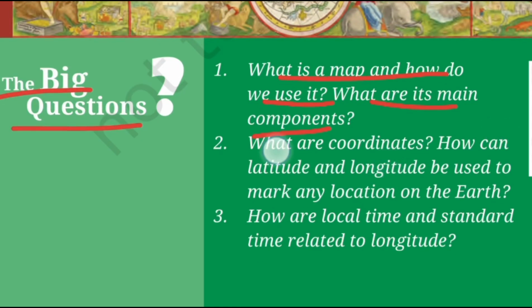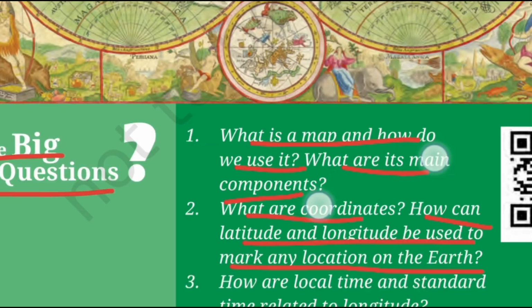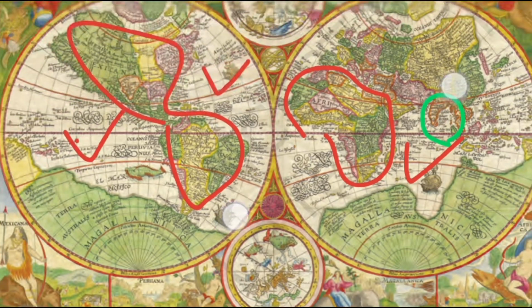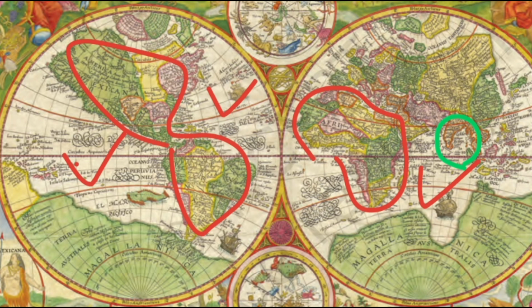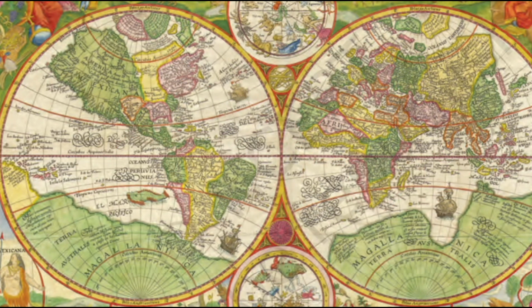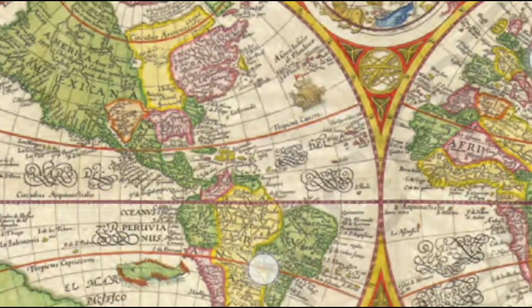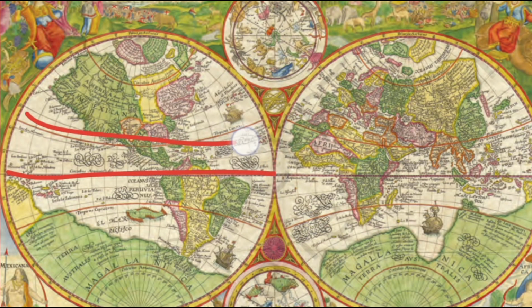What are the coordinates? How can latitude and longitude be used to mark any location on the earth? So basically you can see many lines, isn't it? Just as seen on the globe, there are some lines in this map also, isn't it? Do you observe that? I will show you these lines. This is one line, this is one line, this is one line. Then there is another line, there is another line. There are so many lines.